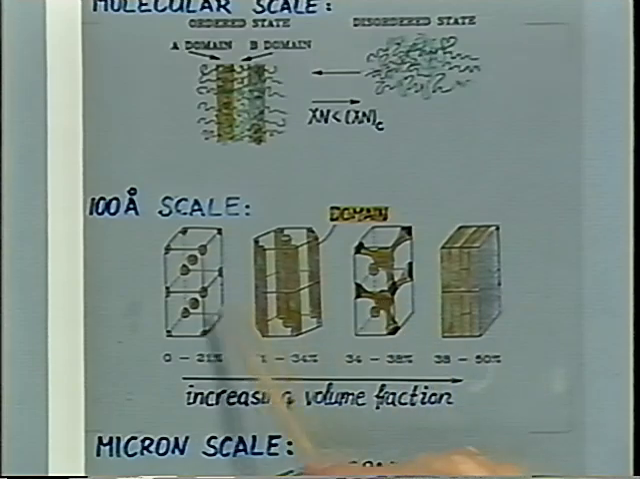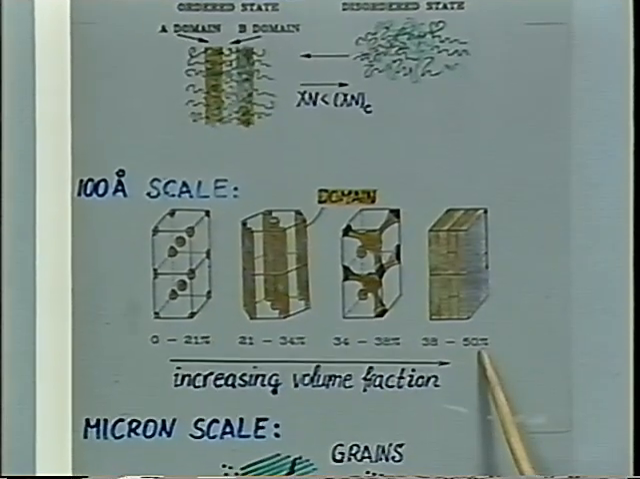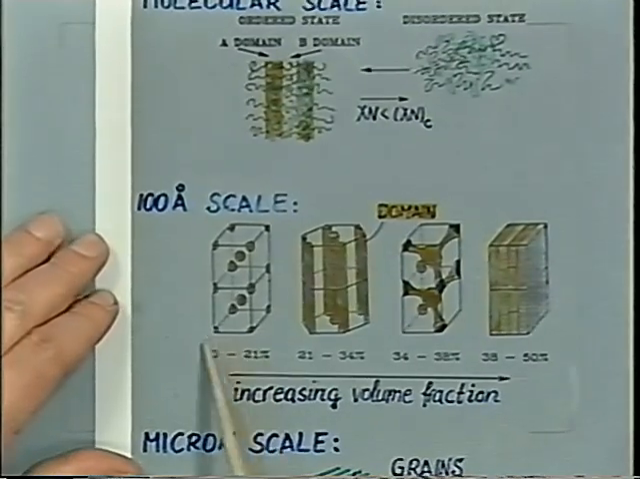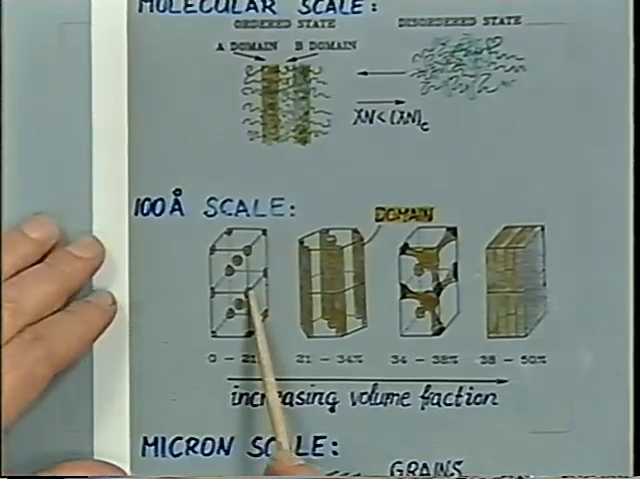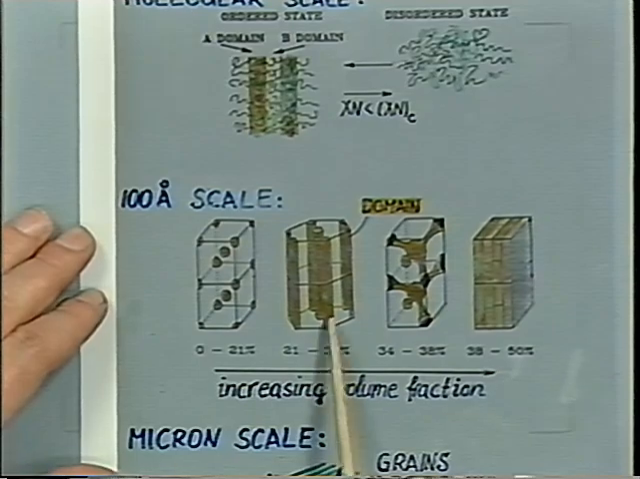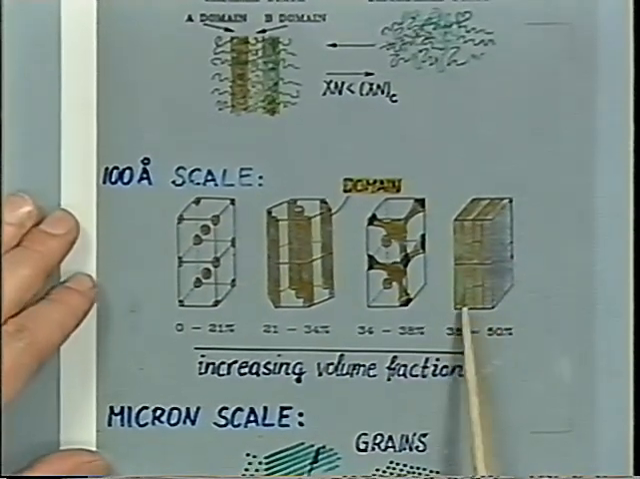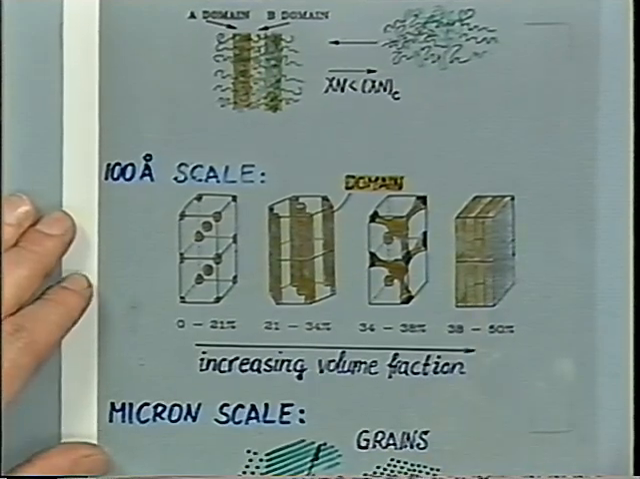Now, all of those geometries depend basically on the volume fraction of the components. At a low volume fraction A in a matrix of B, you get spheres, intermediate volume fraction cylinders, and at 40 to 50 volume percent, you get this lamellar structure.